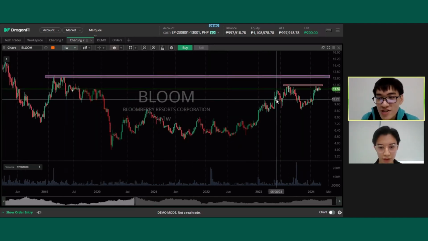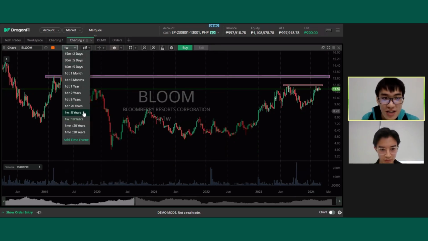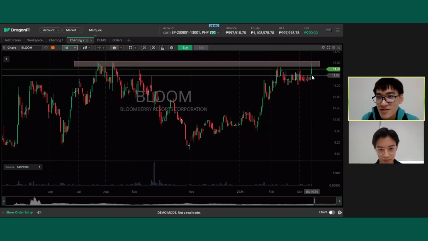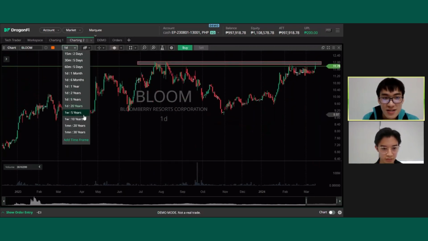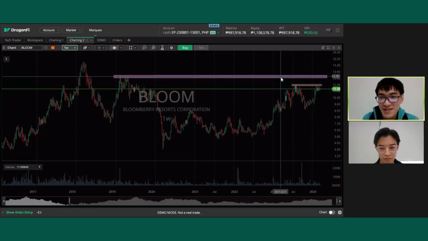So here, we have a trade plan na, di ba? We can buy the breakout at 12 pesos. In stop loss natin, pwedeng below this candle, so around 11.58, ganun, below 11.6. Then our target would be here, around 13 pesos, right?